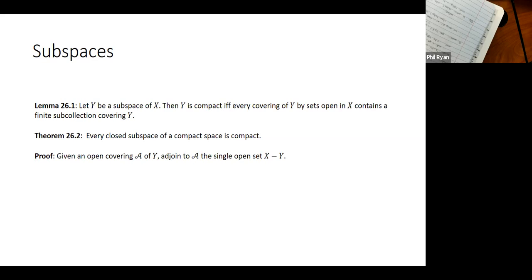And what can you tell me about this new collection of open sets? So this covers Y. This covers the parts of X that aren't in Y. So together, it's an open cover of X. But now we use the fact that X is compact, and we say, okay, there's a finite subcover of X, and we look at that finite subcover. If X minus Y is in there, well, we just throw that out, and we're left with a finite subcover of Y. So that's pretty neat.